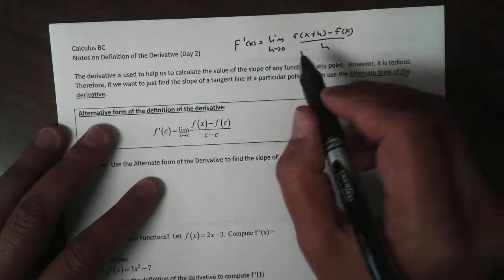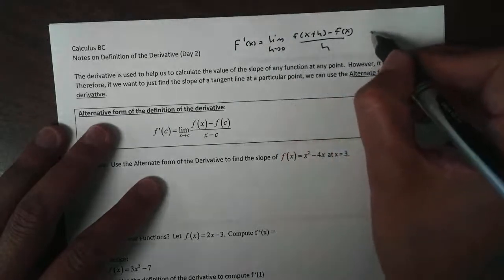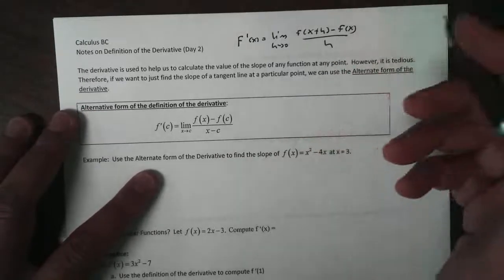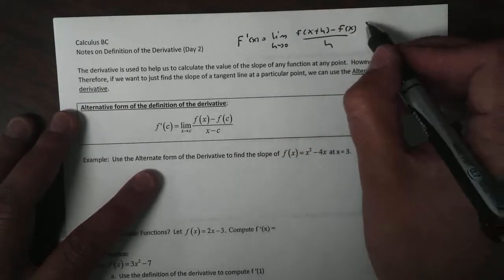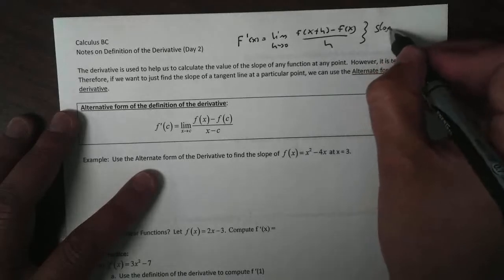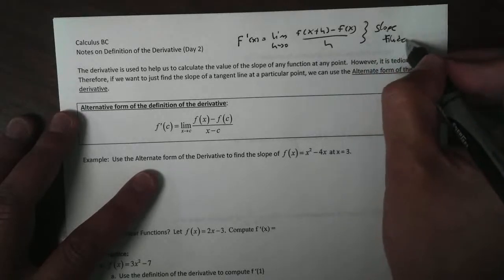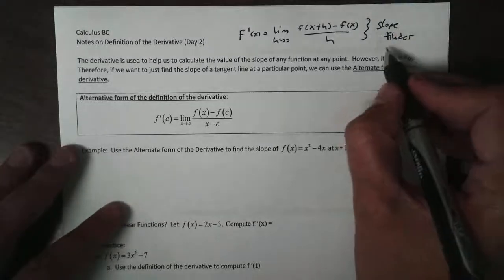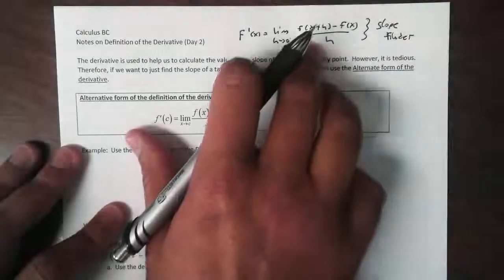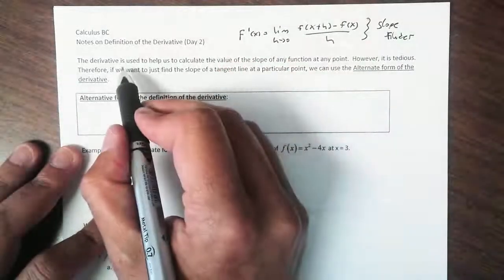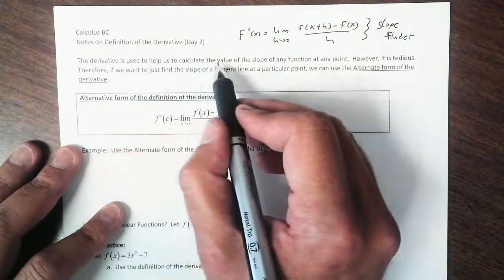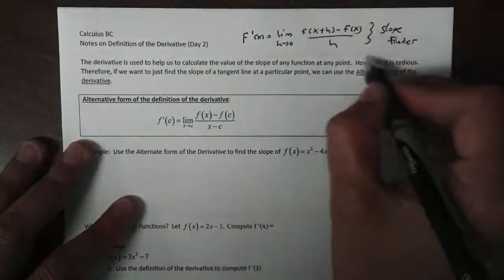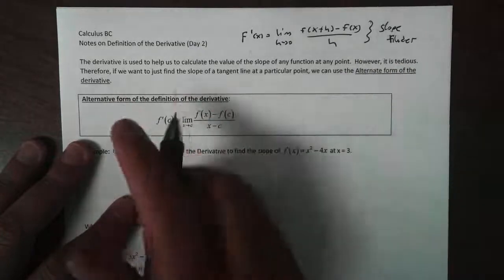And the one thing we learned the most of, this is a nice formula, but it is very, very lengthy to do the process, especially if we're just looking for a slope. Remember, this is just a slope finder. It is not actually the slope itself. If I want to find the slope of a function, we would have to find our derivative and then plug our x value back in. Now the derivative is used to help calculate the value of a slope at any function at any point. However, this derivative rule is very tedious.